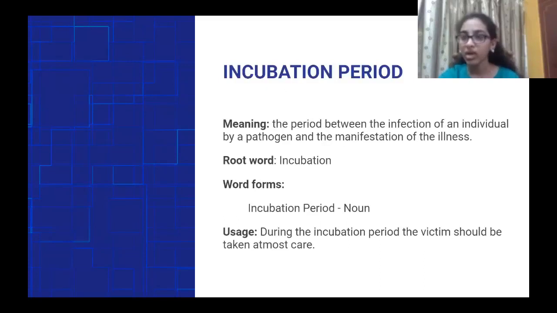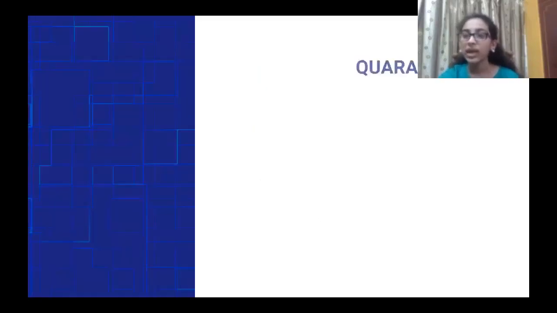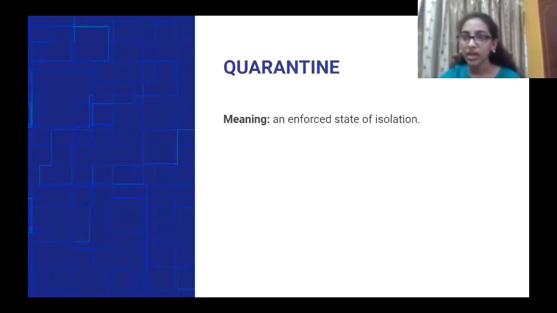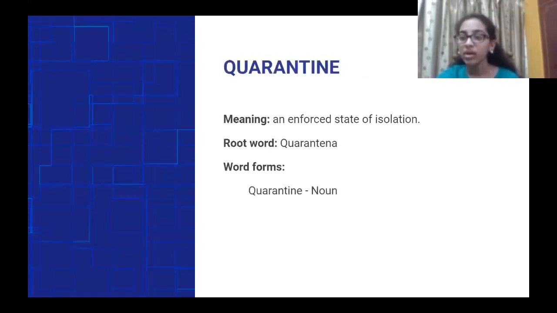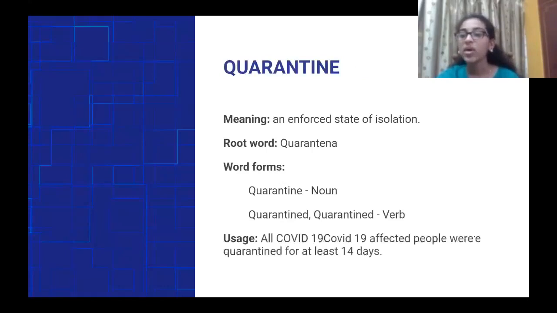The next word I'm going to focus on is quarantine. We heard this word many times, like my neighbors are quarantined for a period of 14 days. The meaning of this word is enforced state of isolation. The root word of quarantine is quarantina, and the different word forms are quarantine, which is a noun, and quarantine, which is a verb. The usage is: COVID-19 affected people were quarantined for at least 14 days.